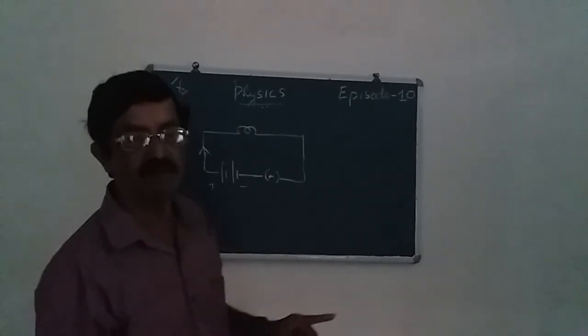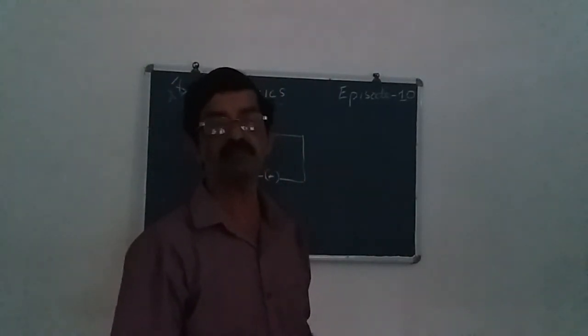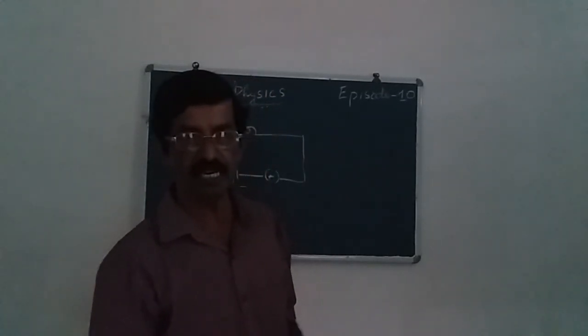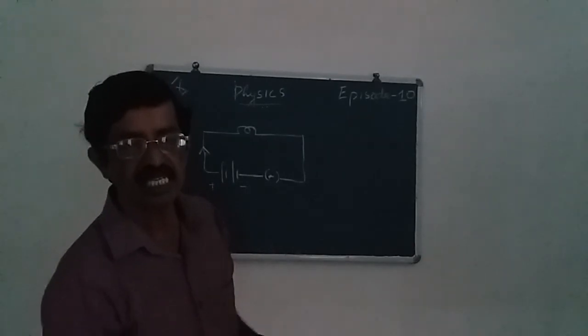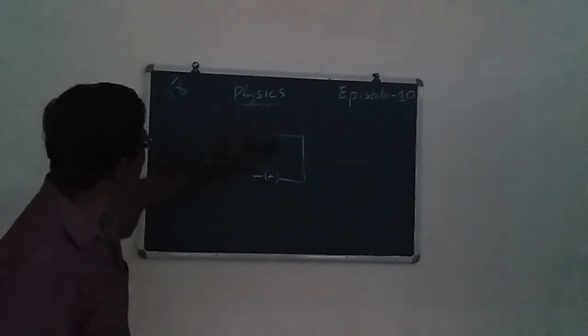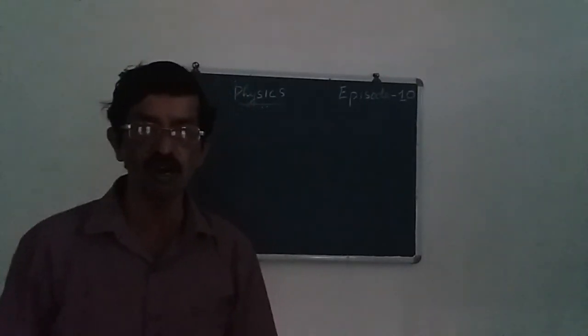Then we discussed the unit of charge, coulomb, the SI unit of time, second, then the unit of current, ampere, and smaller units of current such as milliampere and microampere.